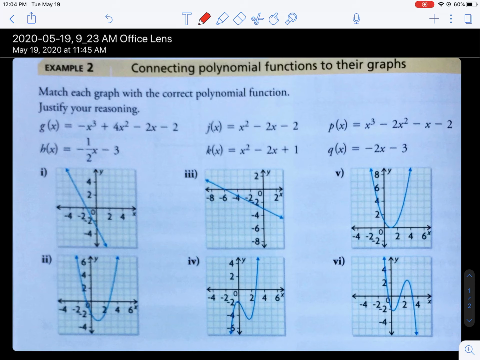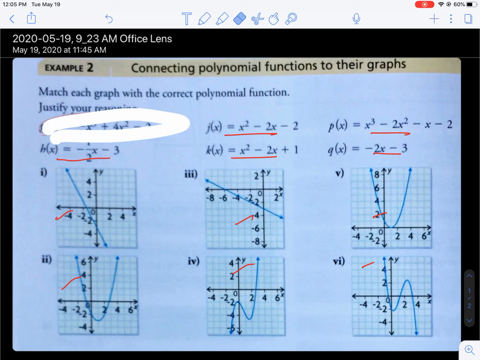Hello, today we will learn how to match equations with graphs. If you look at the equations, we have got six different equations. This is our equation 1, this is our equation 2, this is 3, 4, 5, 6. And we have got six graphs, 1, 2, 3, 4, 5, 6. What we're going to do is we will match these equations to the graphs.